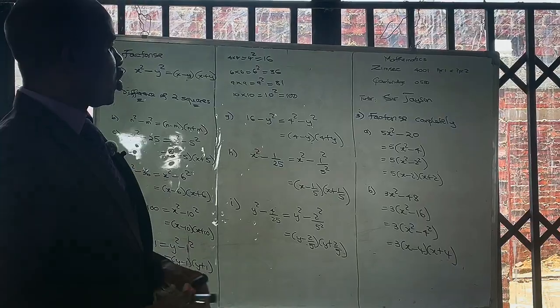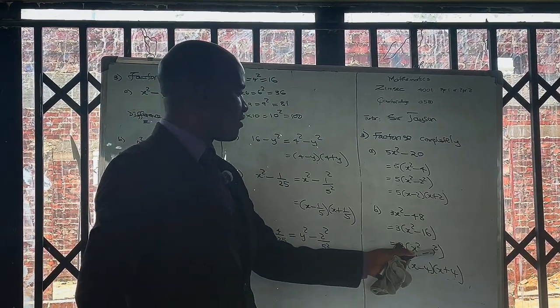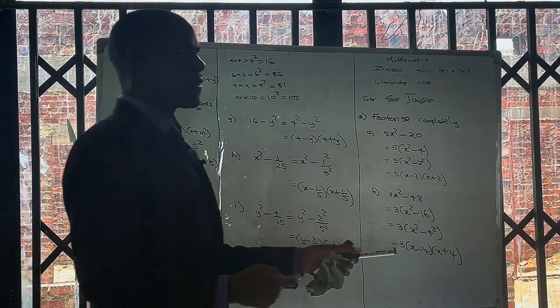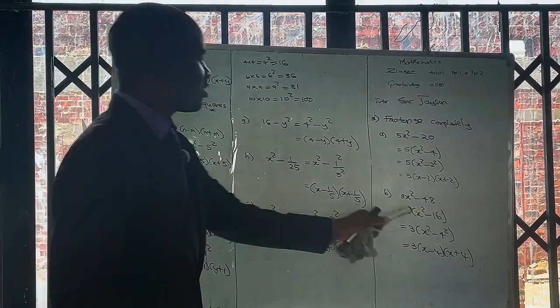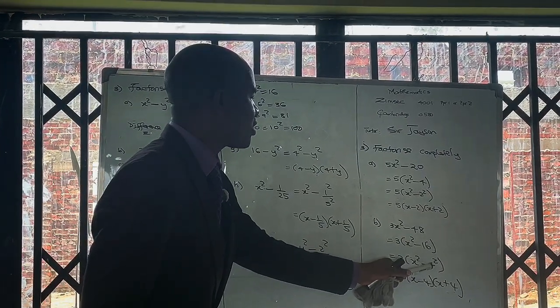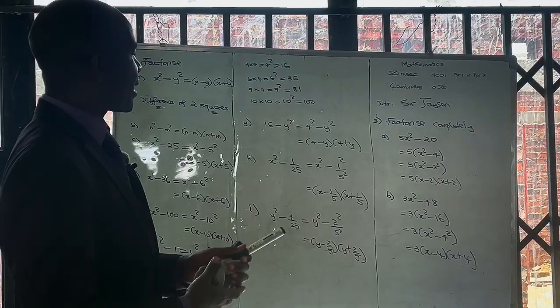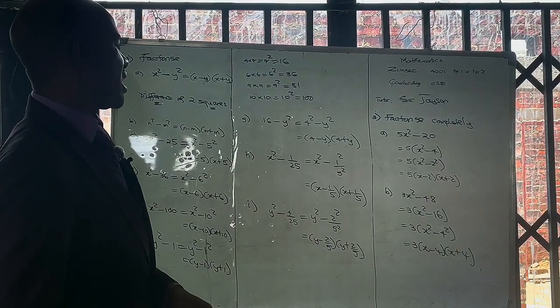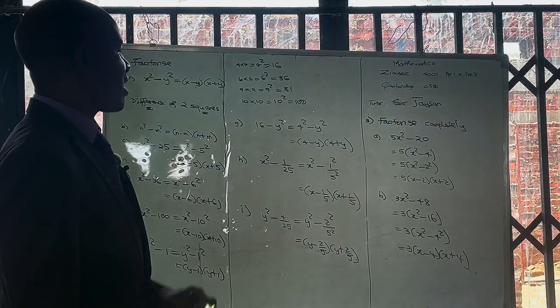But we need not fall under the temptation of writing 4 as 2 squared. We already have a squared and a squared; we have arrived. There's no need to say 4 is also 2 squared. It means that will be 2 to the power 4, right? When we have squared, we are done. So we have 3 bracket x minus 4, x plus 4.